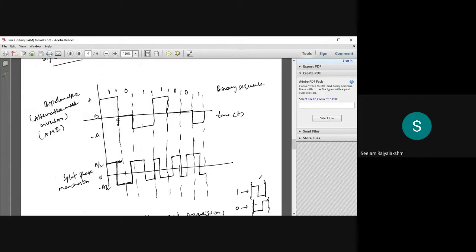If you have an even number of ones, then the DC component of the waveform would be 0, because the positive and negative cancel. For 2 ones we have plus A amplitudes, and for another 2 ones we have minus A amplitudes. That means the DC component will become 0 here.